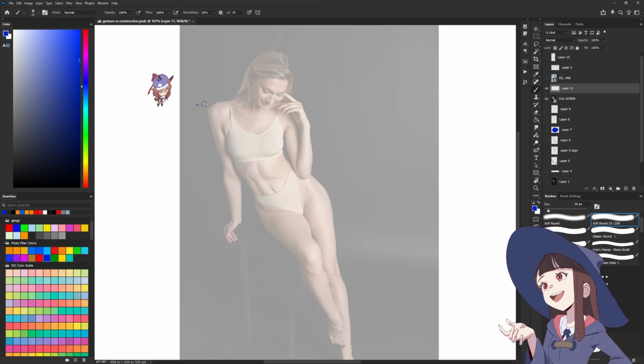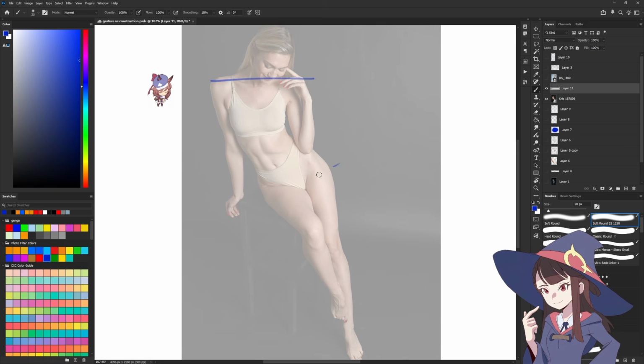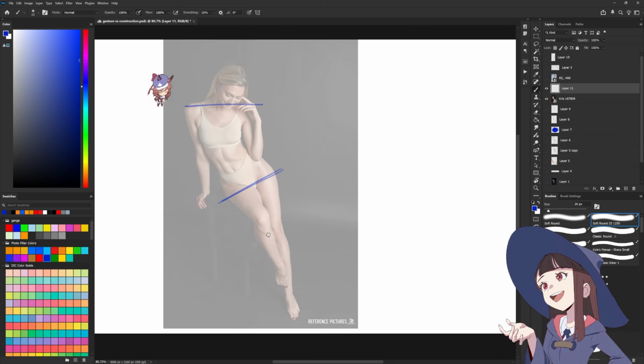construction. So first things first, you can find the angle of the shoulders. And then you can find the angle of the hips right here, bottom of the hips. You can see great trochanter here, great trochanter there. Boom. Okay, we have these. And we can kind of see that there's this curve happening right here.